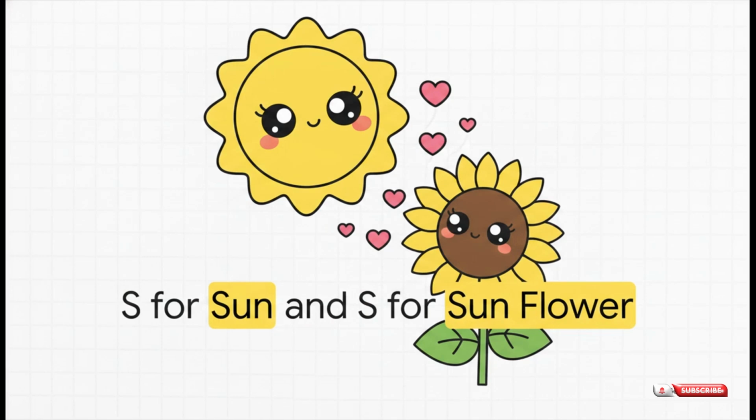The letter S takes this natural world building a step further. It uses a compound word, sunflower, to show a direct biological relationship with the sun. The flower literally takes its name from the celestial body it relies on to grow. It's a subtle but brilliant way to introduce cause and effect in nature through a simple phonics lesson.